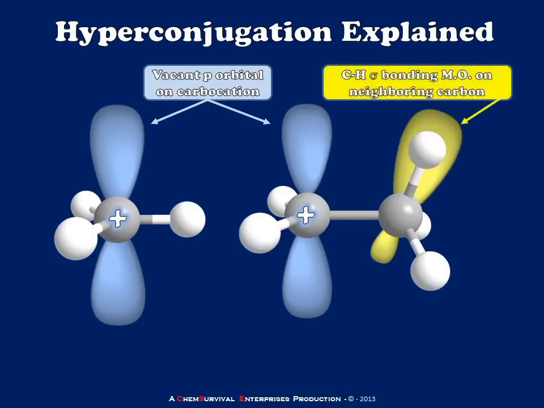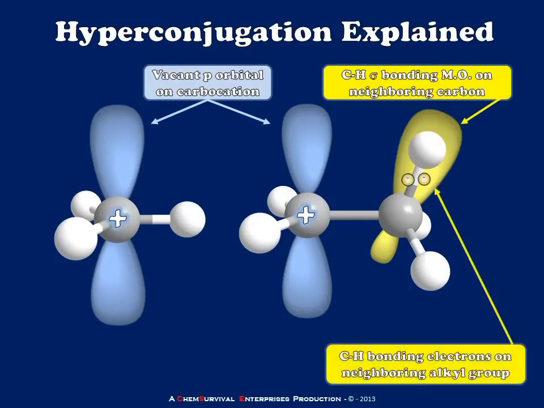Now, what's different between the ethyl and the methyl cations is that the ethyl cation has a neighboring C-H sigma bonding molecular orbital. And this bonding molecular orbital is actually filled with electrons. That's how it's holding on to the hydrogen.